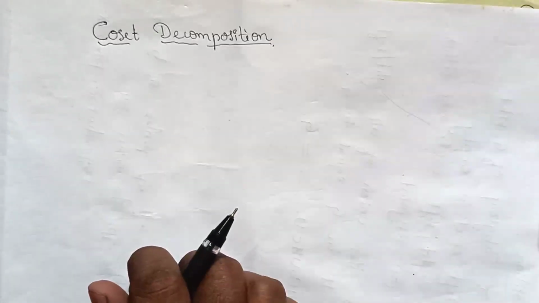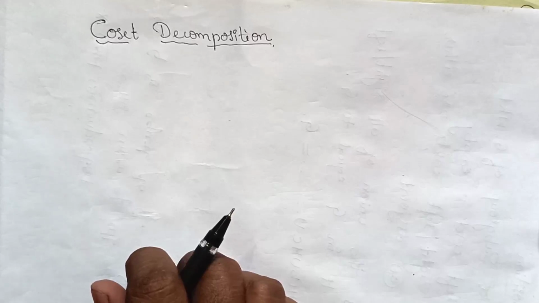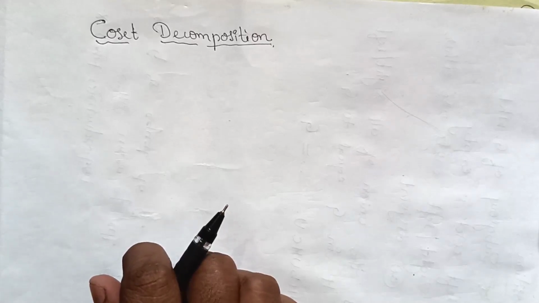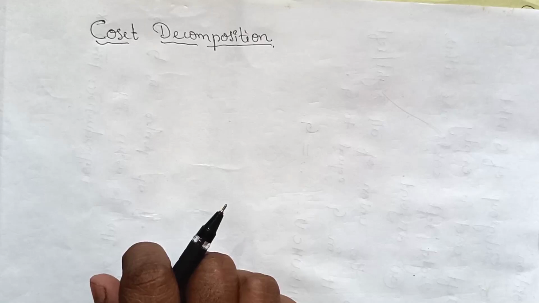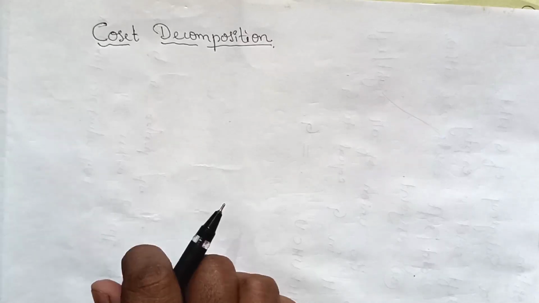Hello everyone. In the last class we have seen properties of cosets, and in that we have proved one theorem. So in this class we shall prove Lagrange's theorem. Before proving Lagrange's theorem we need a coset decomposition. So let's see the meaning of coset decomposition.